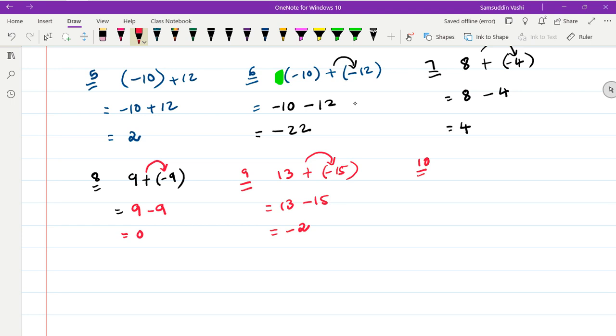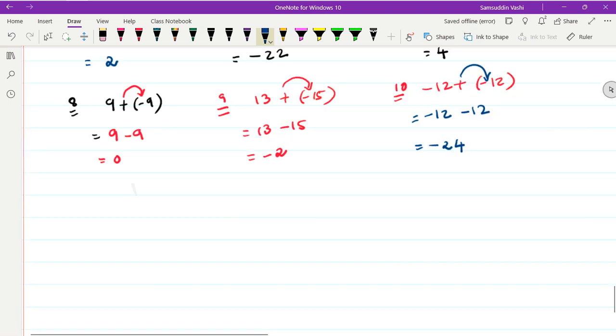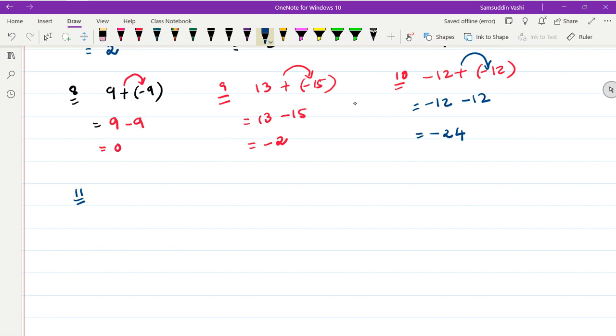What is number 10? Minus 12 plus bracket negative 12. Okay. Then positive times negative is negative 12, and the negative 12 is already there. Negative 24, right? So borrow 12 and again borrow 12. So its borrowed total is 24. All right. That's 10.